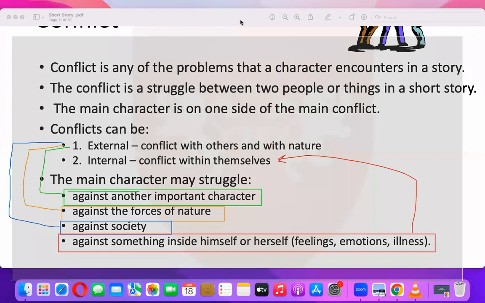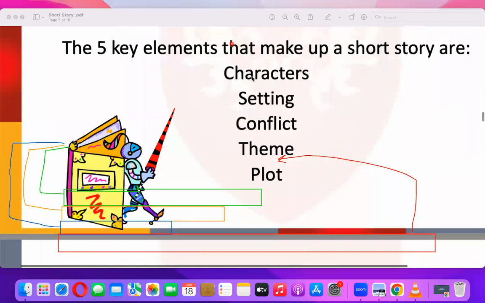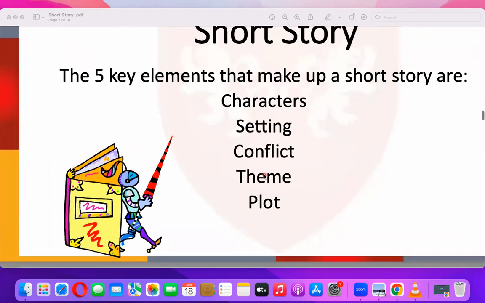So now we'll move on to the other types, the other elements. So we have characters, setting, conflict, then we have theme and plot. So what do you mean by theme?